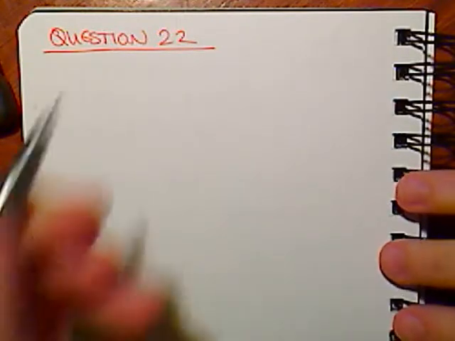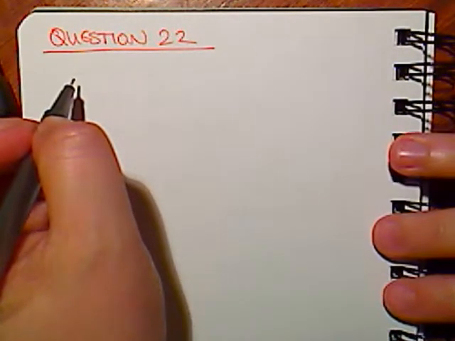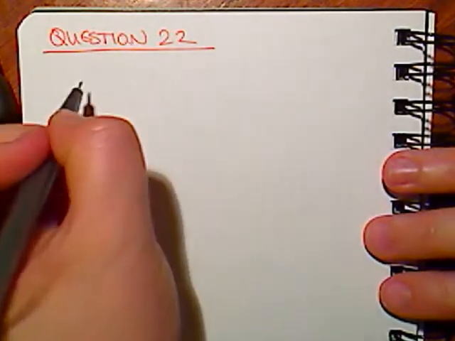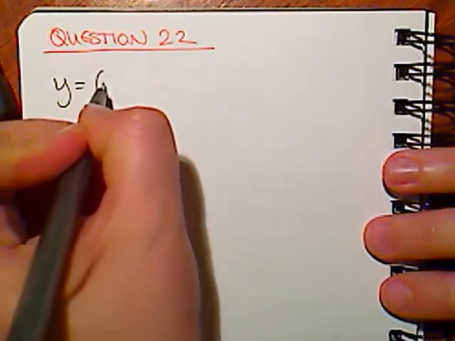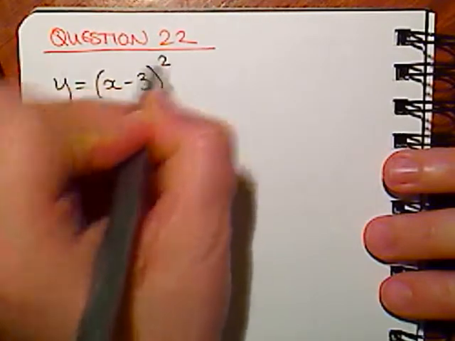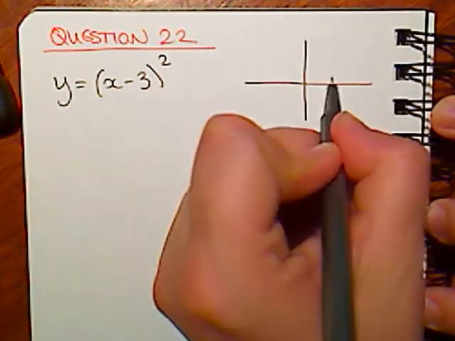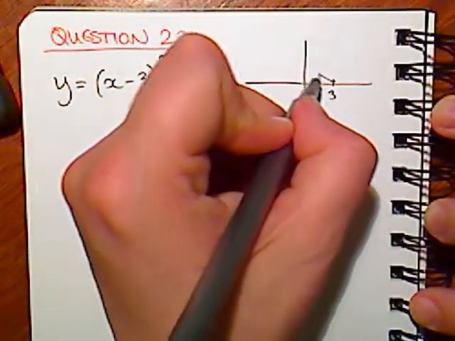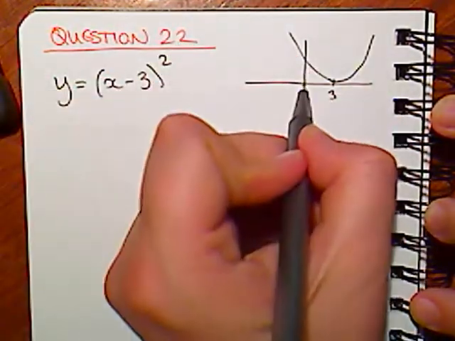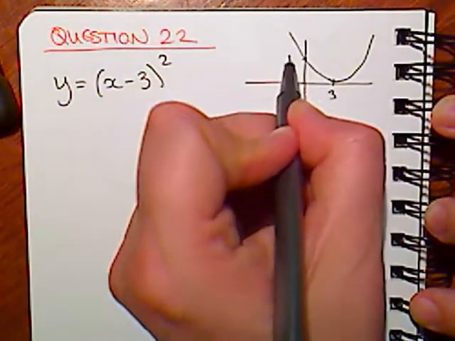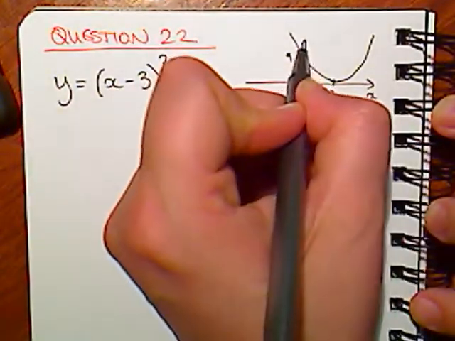Okay, question 22. Find the equation of the tangent to the parabola y equals (x minus 3) squared. Firstly, this is a parabola with a double root at 3. It's a positive quadratic. And I could easily find this point here. When x is 0, y will be 9. So there's a very quick sketch.